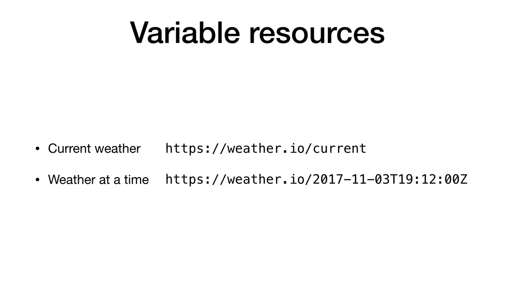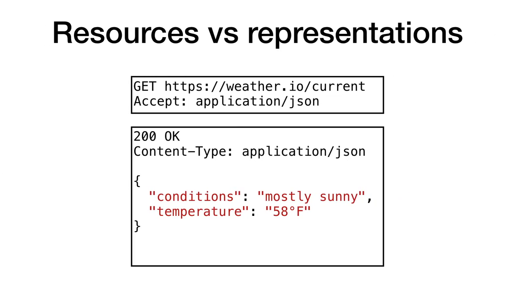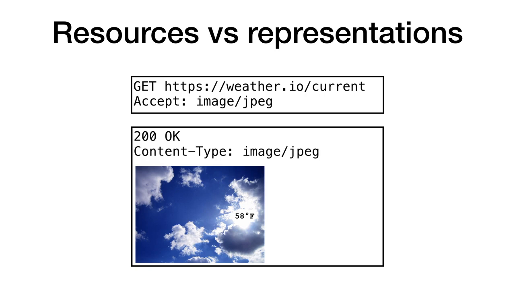And a resource can have multiple URIs that identify it. But every resource has at least one unique URI for it. A resource can have many representations. HTTP defines the accept and other headers to tell the server what representation the client would like. Here we set the accept header to indicate we prefer the JSON representation of the current weather resource. With the accept header, I can ask for a different representation of the same resource. And this is an example of what we call content negotiation. We're asking for the same resource, just a different representation of it.